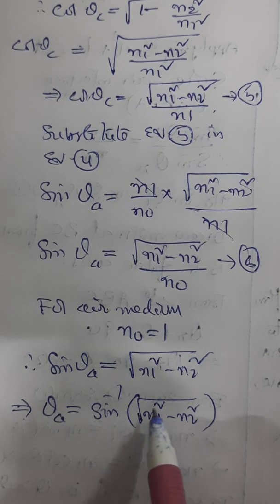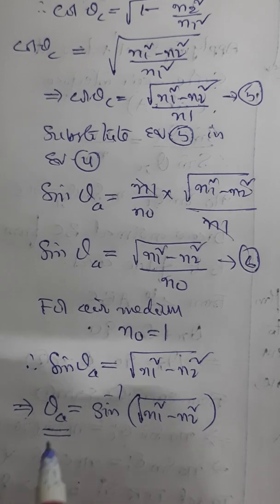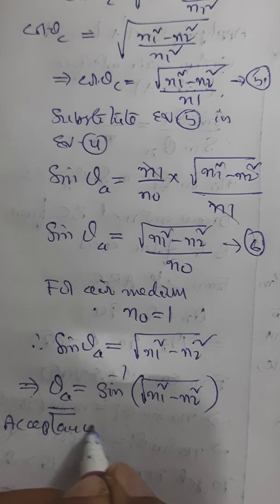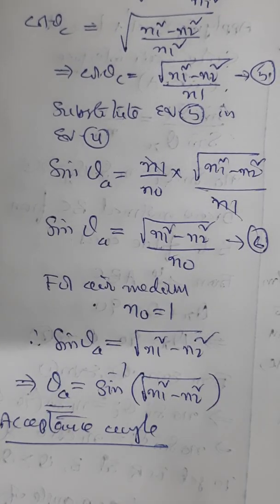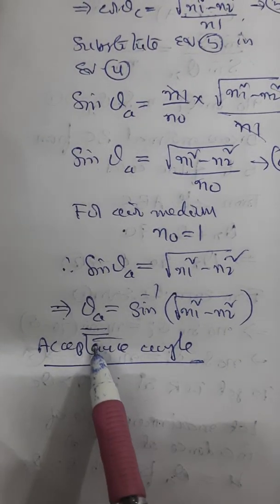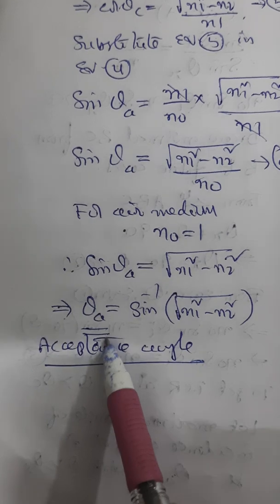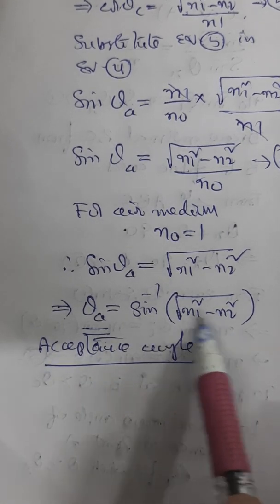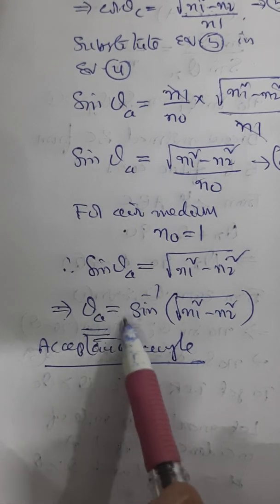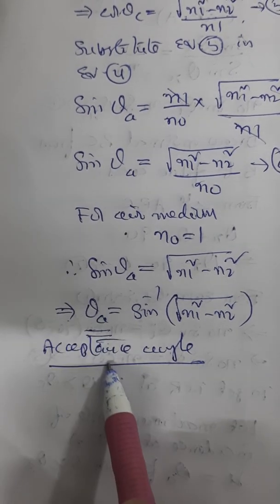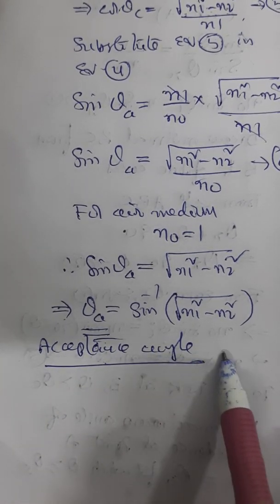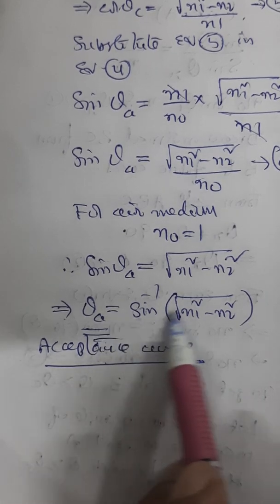light can be guided through the fiber. So therefore this angle is what is known as acceptance angle. Theta A is the maximum angle of incidence of light at the core so that the light can be guided through the fiber. Therefore this angle is called acceptance angle. That is, acceptance angle is the maximum angle of incidence at the core of the optical fiber so that the light can be guided through it and is given by this equation.